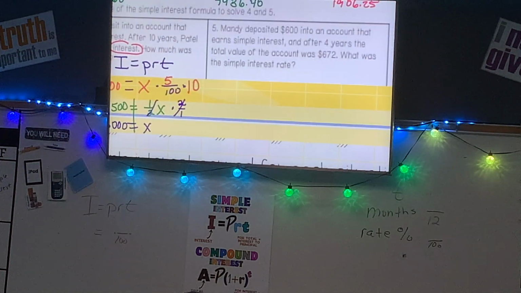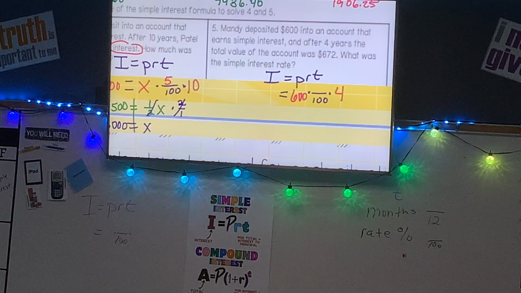Now look at this one. We know our formula is simple interest. I just like to have it ready like that. So as I read, I can plug it in. Mandy deposited $600 into her account. Where's that going to go? The P. In the P, because that's her initial starting amount. After 4 years, time. Now her total value in her account was $672. Where would I put that?